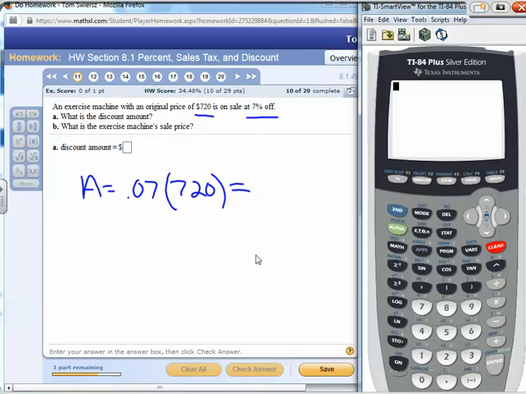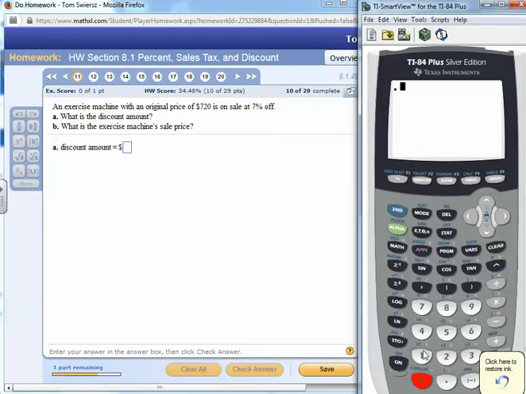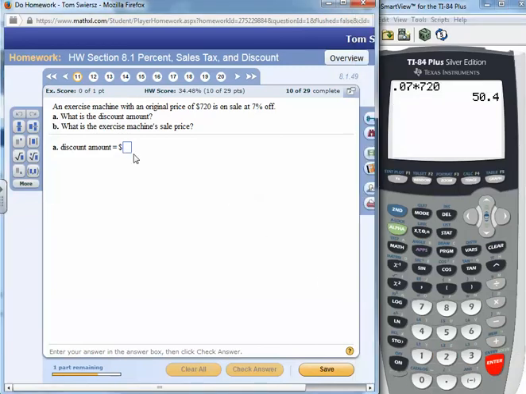So we'll do it on our calculator. 7% as a decimal, of course, move it over 2 places, 0.07. 0.07 times $720. And the amount of discount is $50.40.